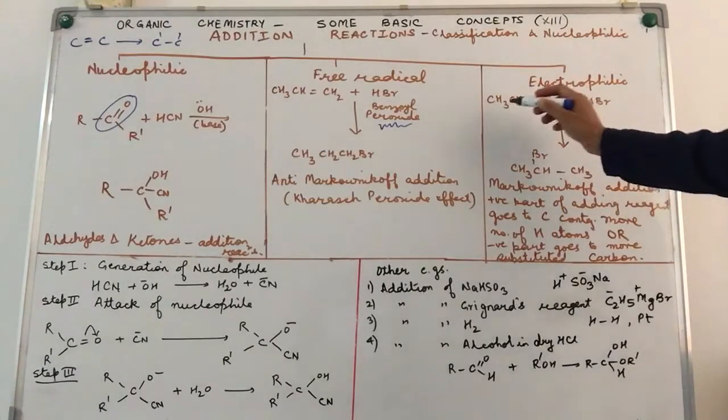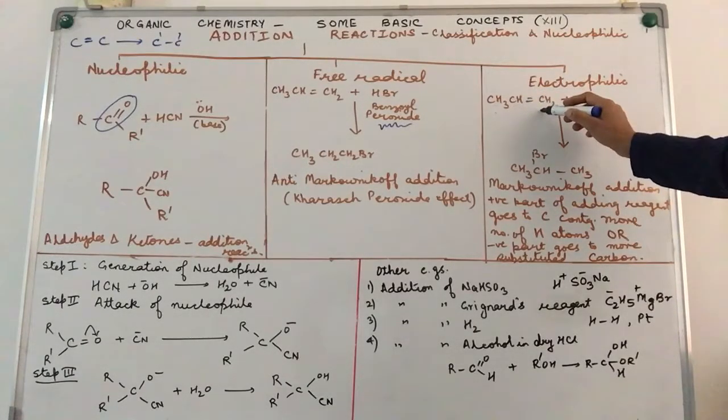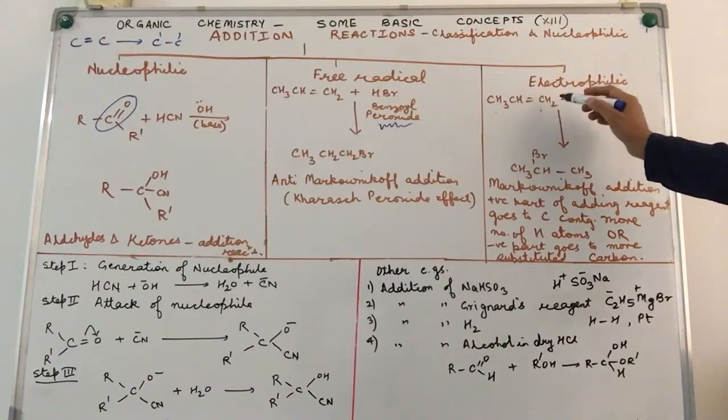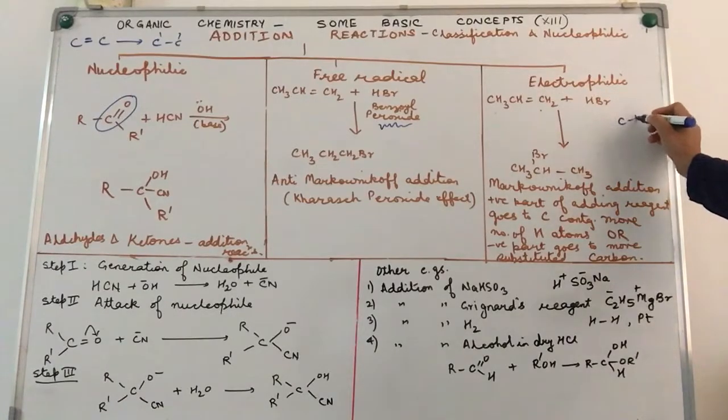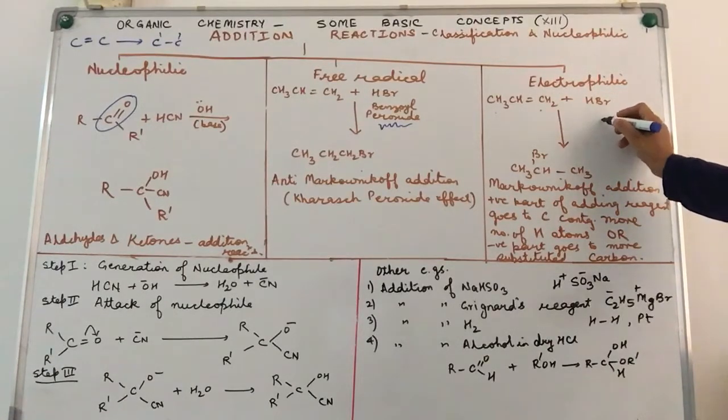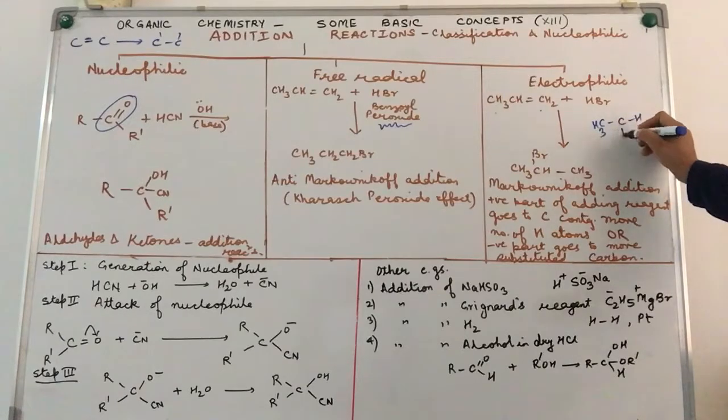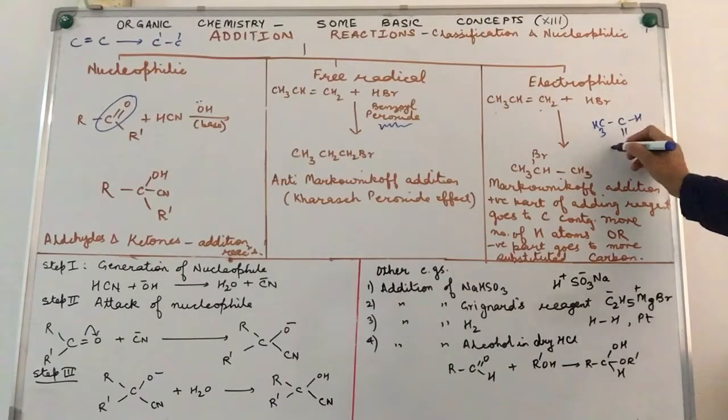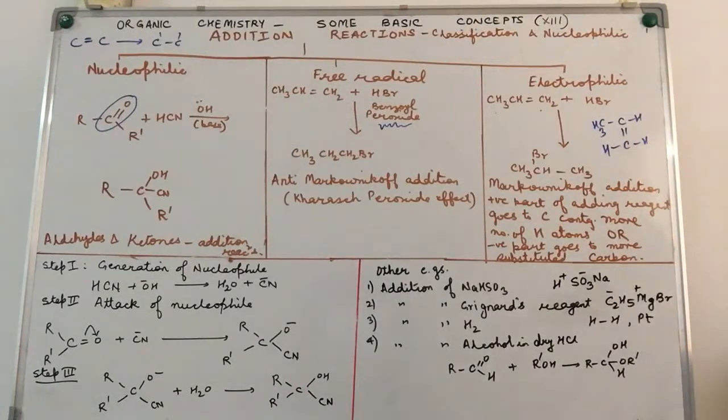Markovnikov. You have first of all an unsymmetrical alkene over here. CH3, CH, double bond CH2. Why are we calling it unsymmetrical? If you notice, the two halves are not the same. That is why this is an unsymmetrical alkene.